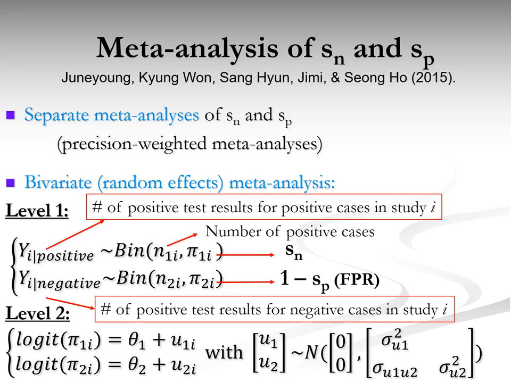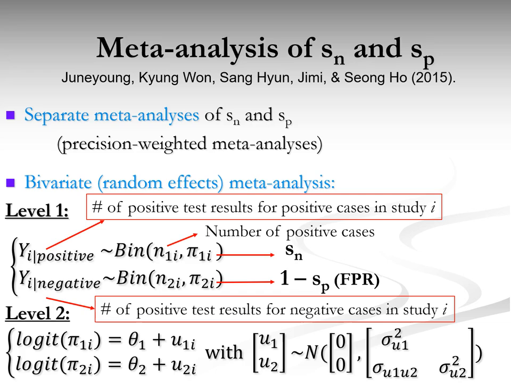The same is true for the false positive rate. So theta 2 is the overall false positive rate across all studies, and the u2i is the random deviation for study i. So if that is positive, then the true false positive rate for that study is larger than the overall false positive rate. And we assume that both random effects follow a multivariate normal distribution with means 0 and with variances and a covariance that should be estimated.